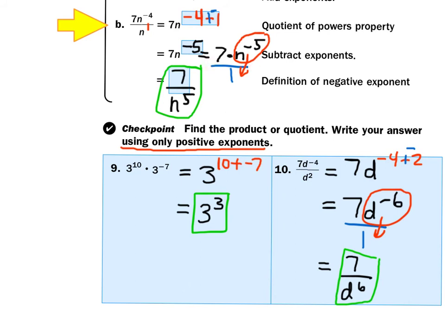And then draw your diving board, put a 1 in the pool, and then carefully grab the baby and the parent and let them climb into the pool. So that gives us 7 over n to the positive 5 power.